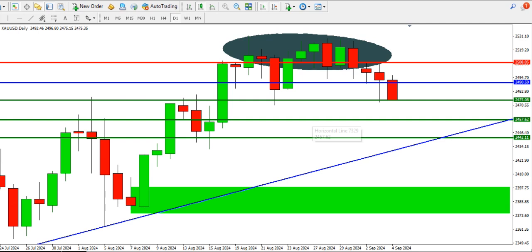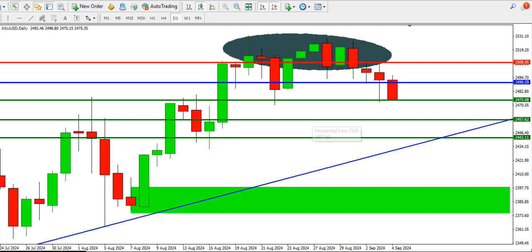Today we'll be looking at how we can trade gold, that's XAUUSD, on the smaller time frames. But before we go to the smaller time frames, let's quickly look at what has happened on the daily time frame, on the weekly time frame, and on the monthly time frame. Alright, we will start with the daily time frame.